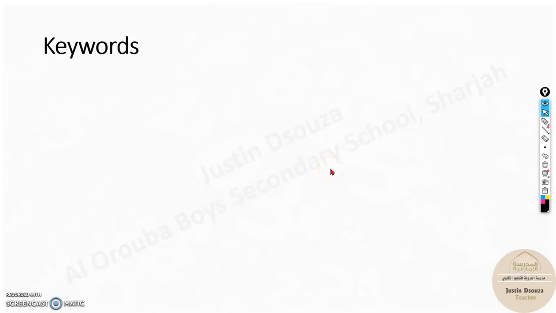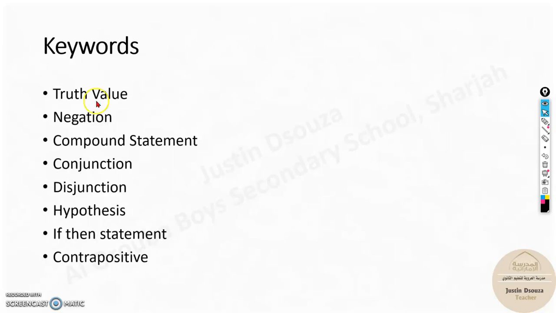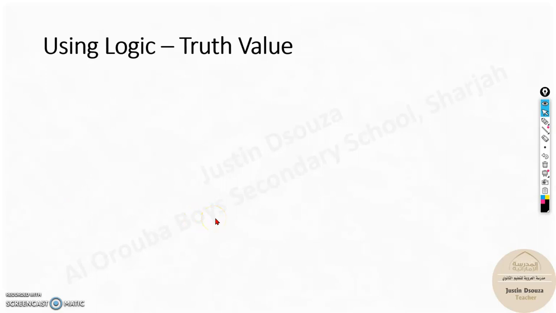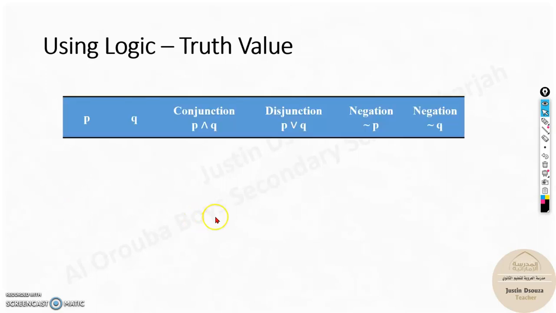A few of the key words in this lesson are truth value, negation, compound statement, conjunction, disjunction, hypothesis, if-then statement, and contrapositive. There are plenty of words, but as we move on and cover some topics, we will come across all these. So now, introduction to the truth value.